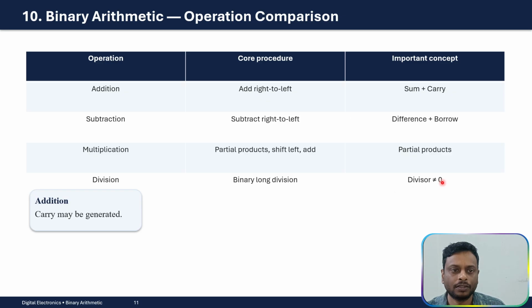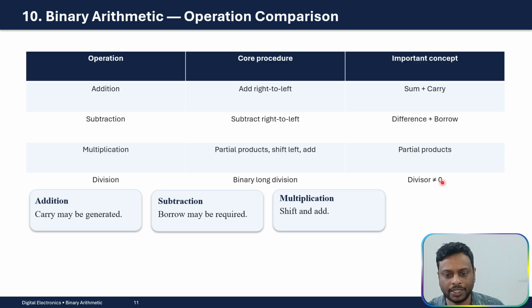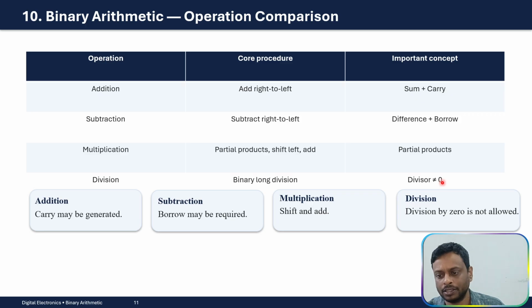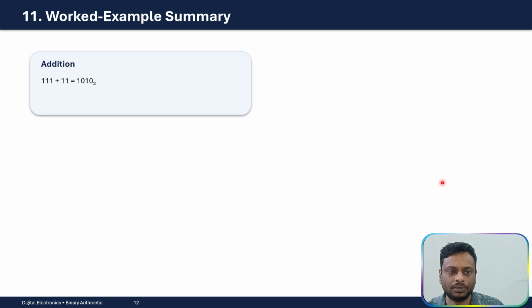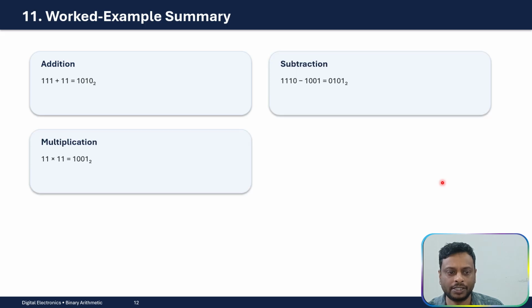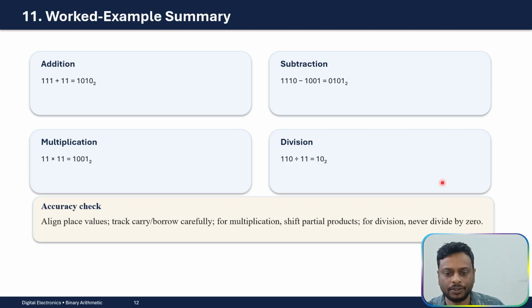Okay. So in addition a carry may be generated, in subtraction a borrow is there, in multiplication you have to shift and add, and in division the divisor must not be 0. So division by 0 is not allowed. These are the examples we have solved in this class. Please try it out for addition, subtraction, multiplication and division. You can track your carry and borrow carefully. For multiplication, shift the partial products. For division, never divide by 0.